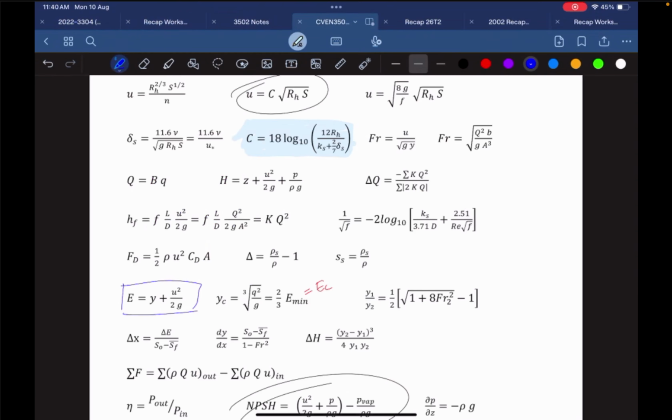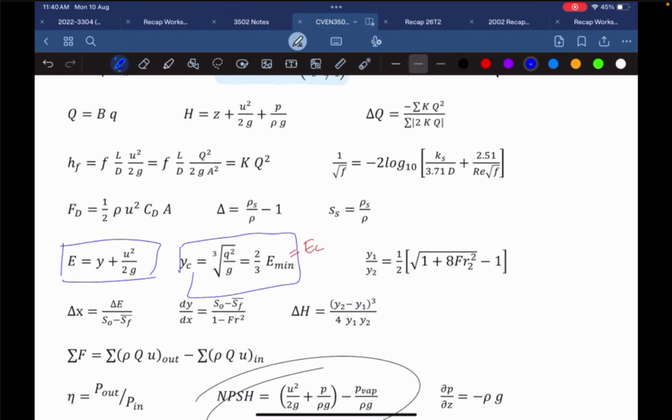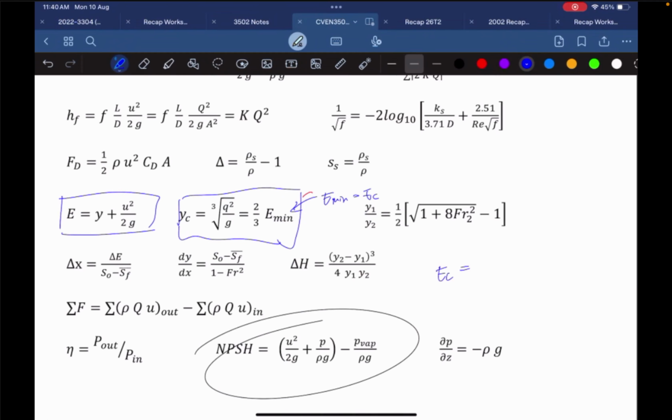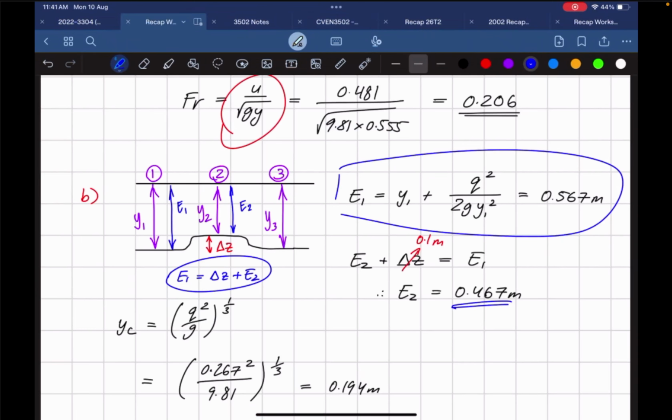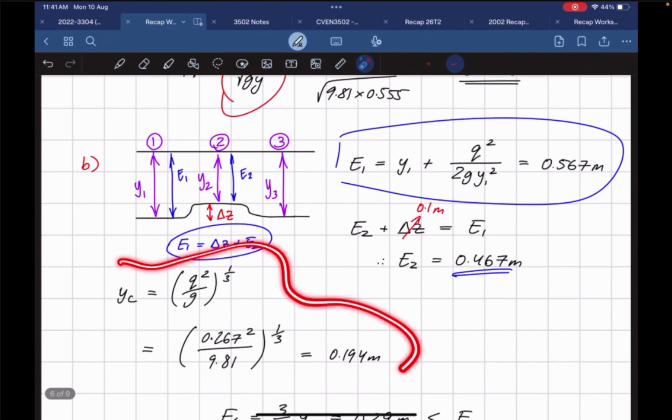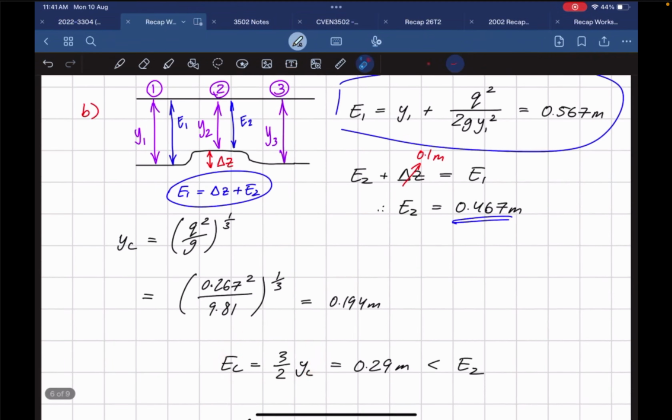Now, the next step is to calculate our critical specific energy. On our formula sheet, we've got this formula here. What we're trying to find is E min, which is equal to EC. So essentially EC is equal to 3 on 2 times YC, where YC is Q squared on G, all to the power of 1 on 3. So this is our specific critical energy formula. I calculate YC separately, and then plug it into 3 on 2 times YC. You'll see over here I calculate YC, and then from there I calculate EC, which is 0.29.